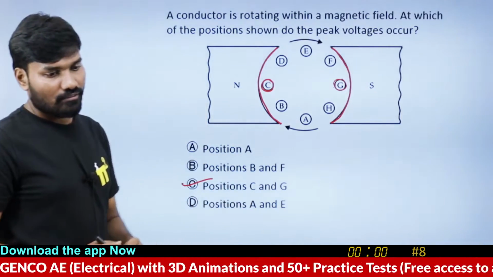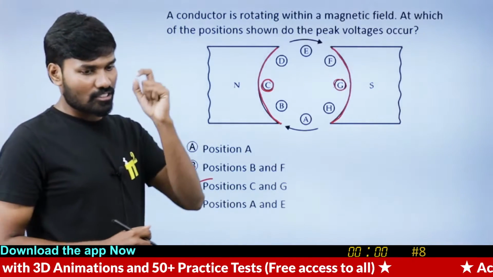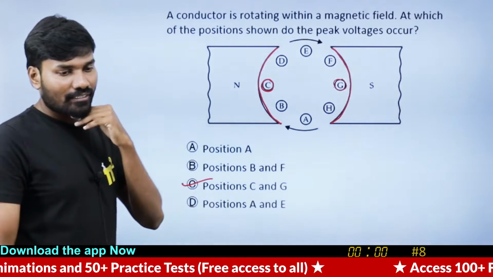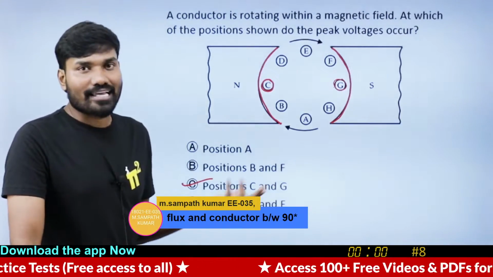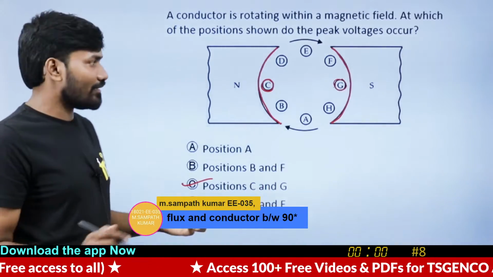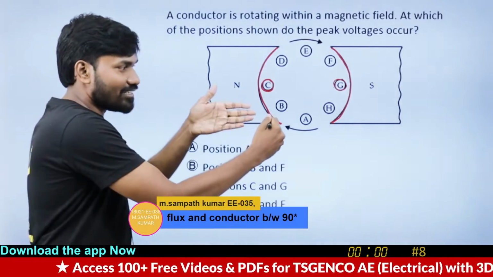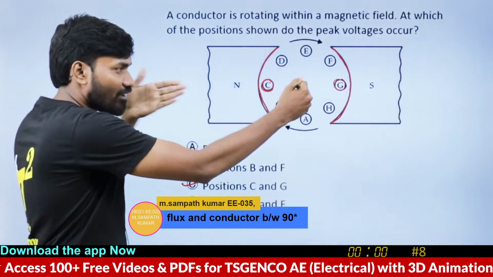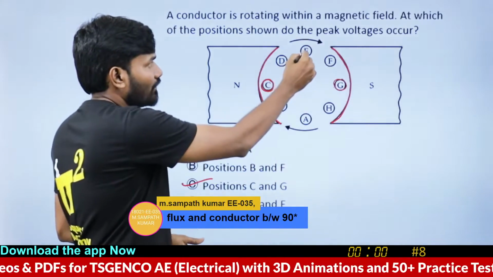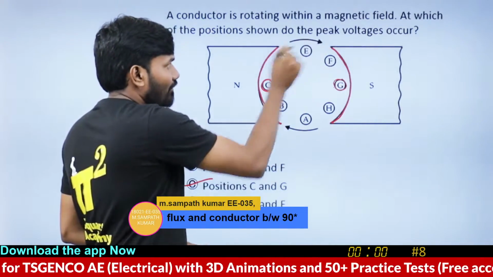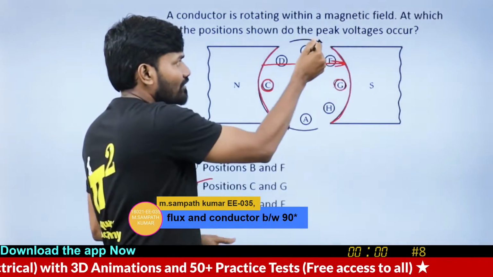Flux and conductor. It's not conductor, dear, that's the wrong thing. The angle between flux and conductor is 90 degrees. How can you say that the angle is 90 degrees? Conductor is always at 90 degrees to the flux. Conductor is like this, flux is like this. Maybe the conductor at this position, flux is like this. For all these conductors, conductor is this way, flux is this way. Is this not 90 degrees?